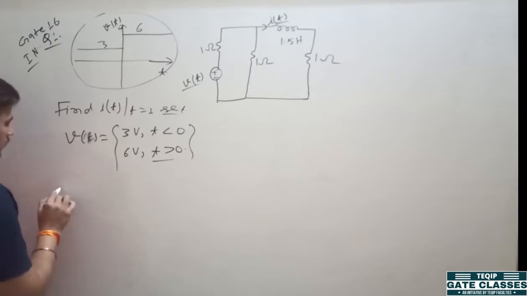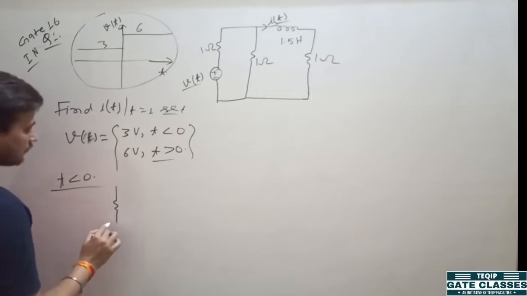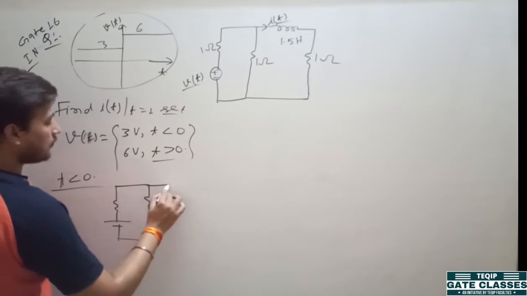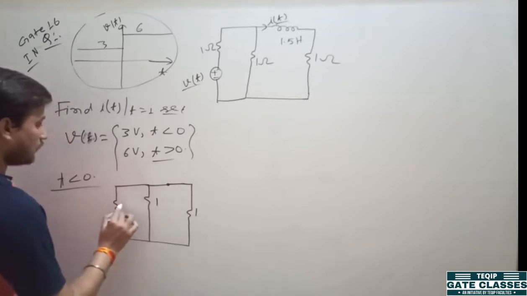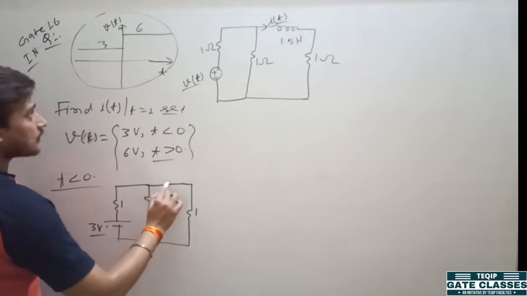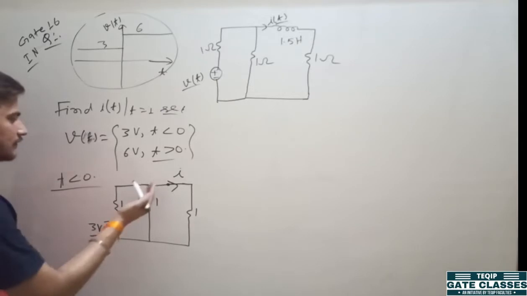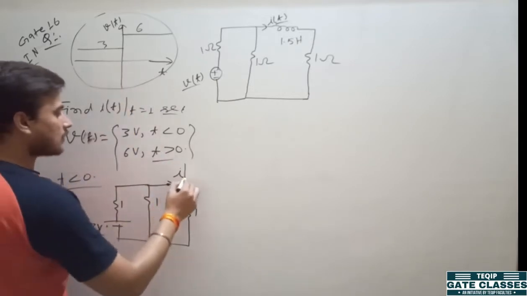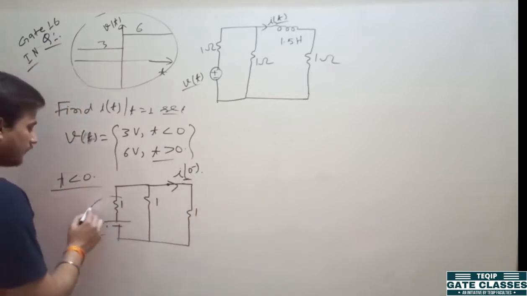Let us draw the circuit for t less than 0. If time t is less than 0, then the circuit will be like this one. The inductor will be replaced by a short circuit. 1 ohm, 1, 1. Now the voltage will be 3 volt. Here the current is I. This current will be nothing but I0 minus. So if you find I0 minus, here it is 3 volt.